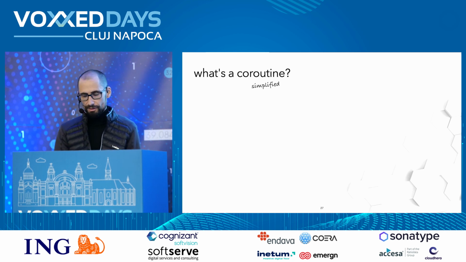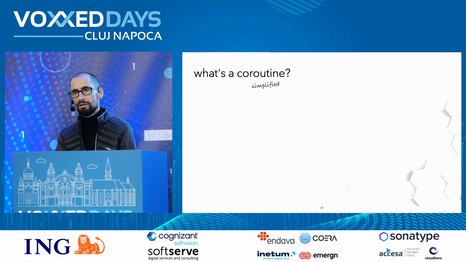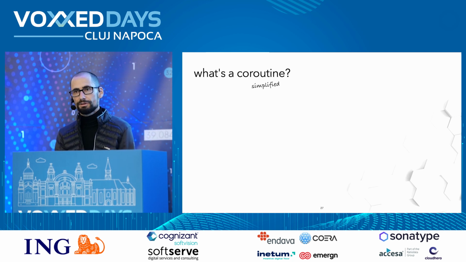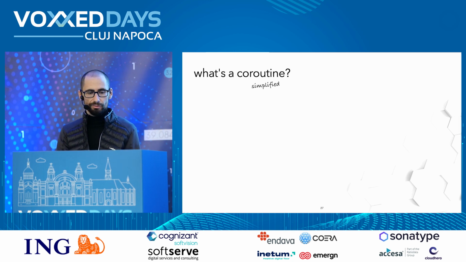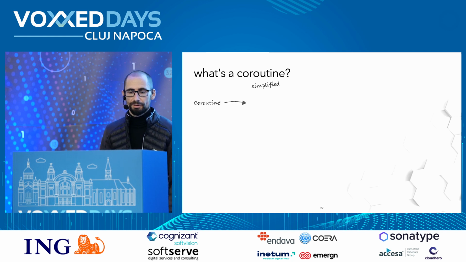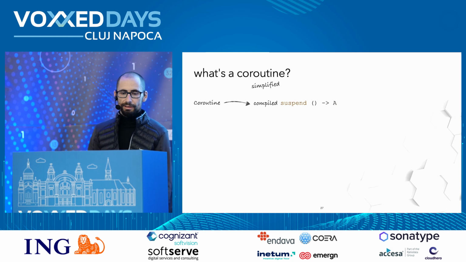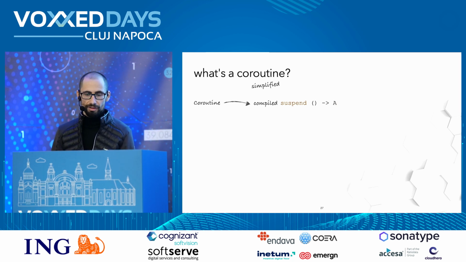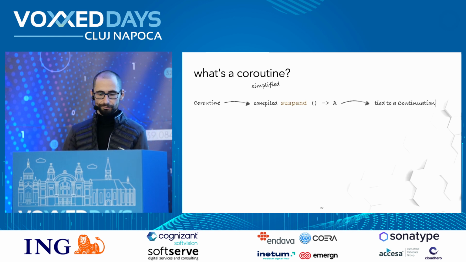But what's a coroutine? Bear in mind that this is a very simplified definition because it's a very complicated subject that takes a lot of time. So this is going to be just a brief explanation on what a coroutine and a continuation is. So basically, a coroutine is a suspendable function, a compiled suspendable function, but that is tied to a continuation.